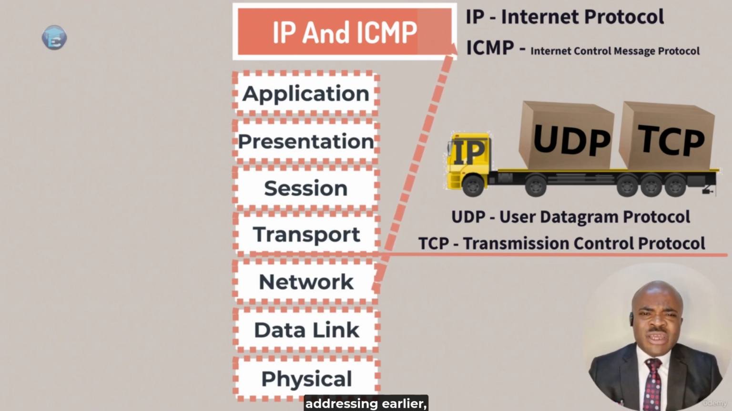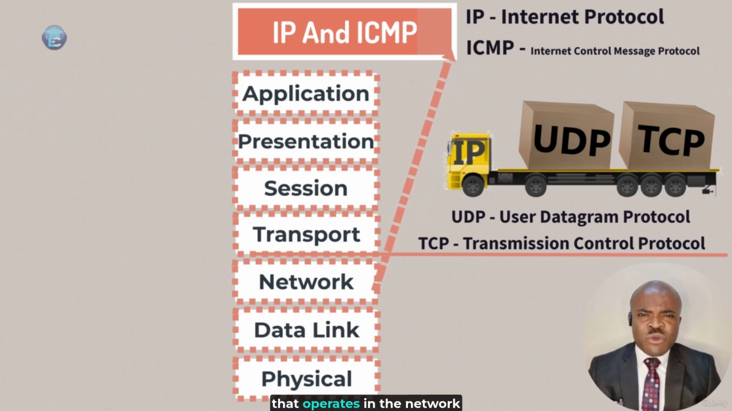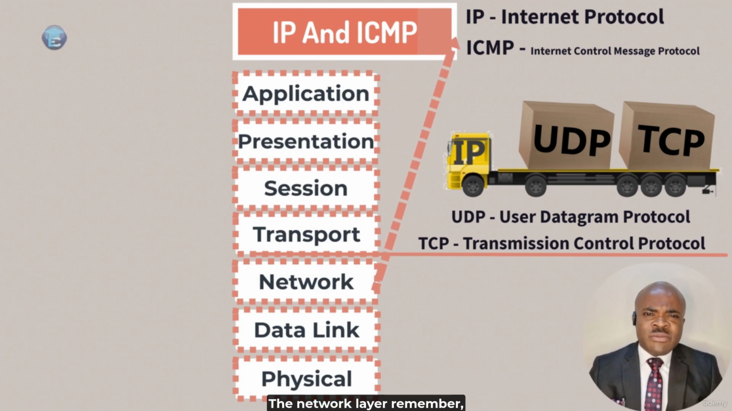When we looked at IP addressing earlier, that's what this is used for. This might be using IP version 4 or IP version 6, and we use that to transport our upper layer protocols. One common piece of hardware that operates in the network layer is a router. The network layer, remember, is layer 3 of our OSI model. So routers make packet forwarding decisions based on a layer 3 address. In other words, an IP address.